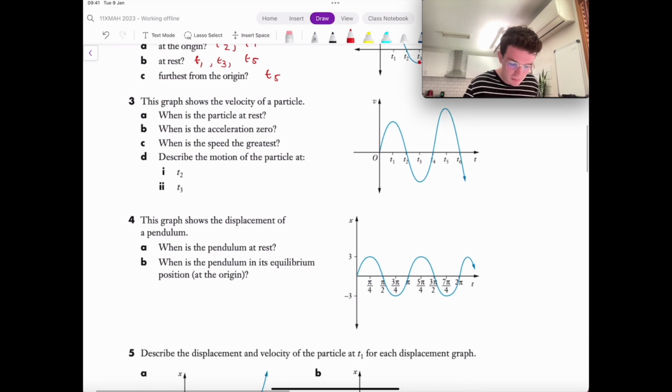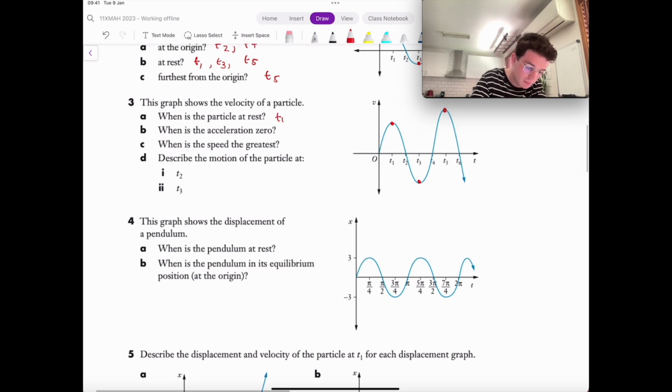Question number 3, when is the particle at rest? Again, the stationary points of this graph are here, here, and here. From our curve sketching exercise, the stationary points occur when the first derivative is 0, and if velocity is the first derivative of displacement, then the velocity is going to be 0 at t1, t3, and t5.